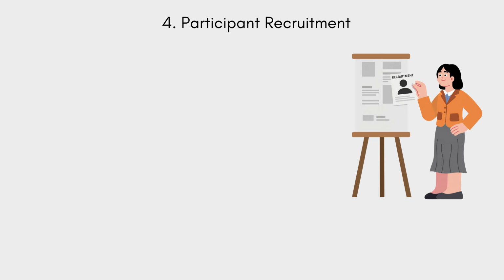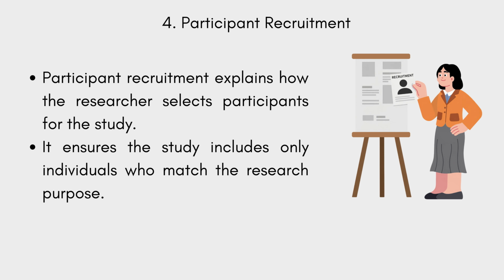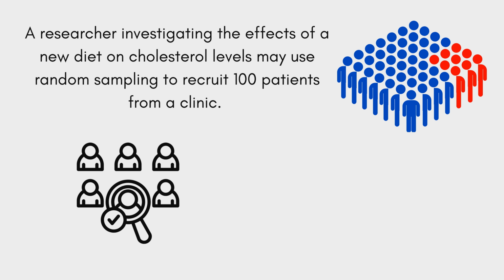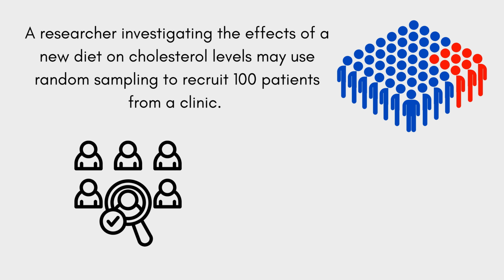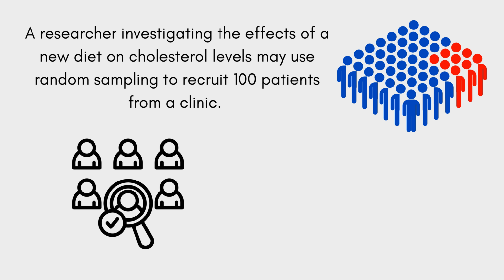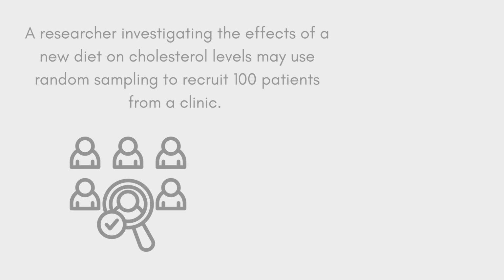4. Participant recruitment. Participant recruitment defines how the researcher will select participants for the study. This ensures that the study includes only the people who fit the purpose of the research. A researcher investigating the effects of a new diet on cholesterol levels may use random sampling to recruit 100 patients from a clinic. This recruitment method ensures the participants are selected fairly and fit the study criteria.